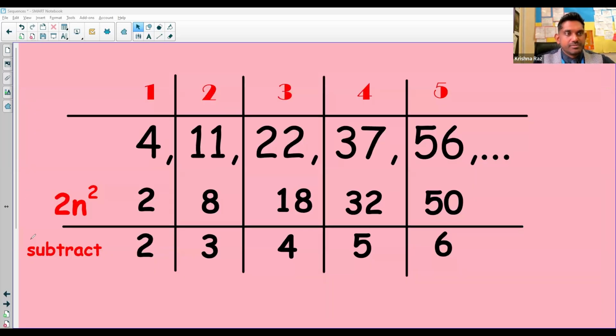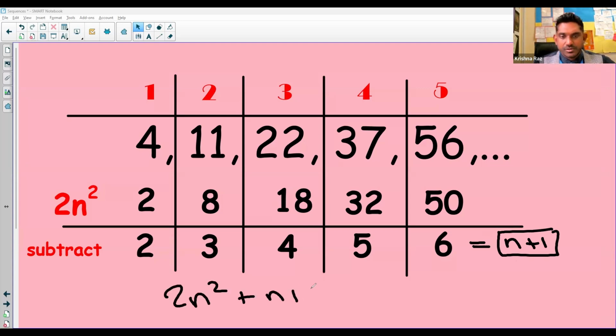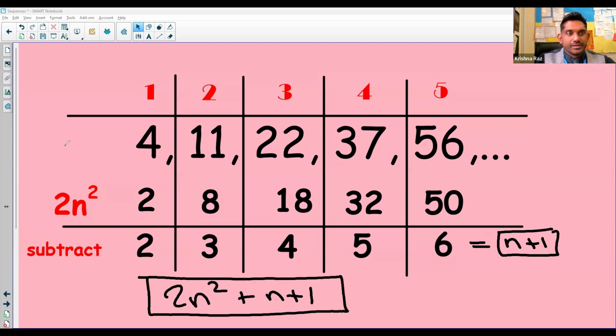So that means this bit here is equal to n plus 1. So that means if we add n plus 1 to the sequence, to 2n squared, we will get the sequence that we had to start with. So that's how we find the nth term of a quadratic sequence. Let's do a couple more examples then.